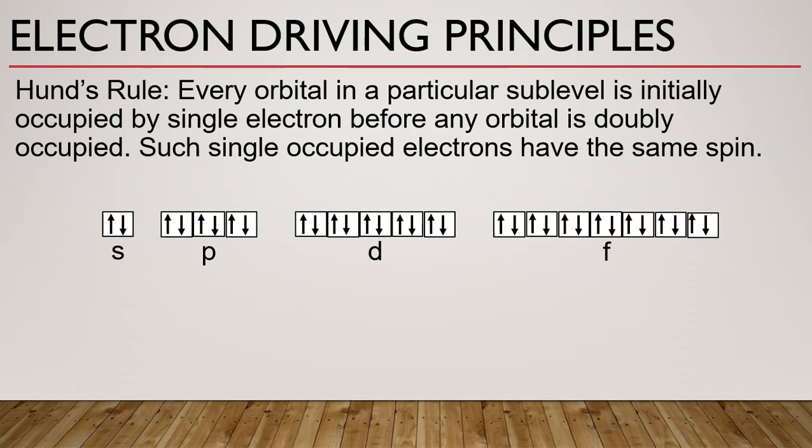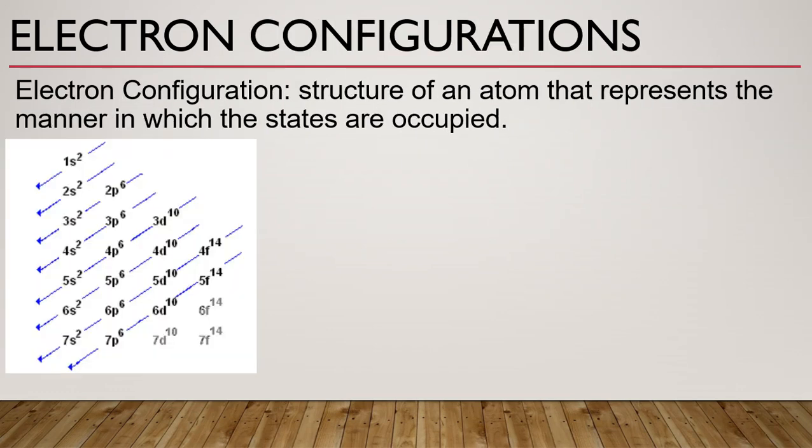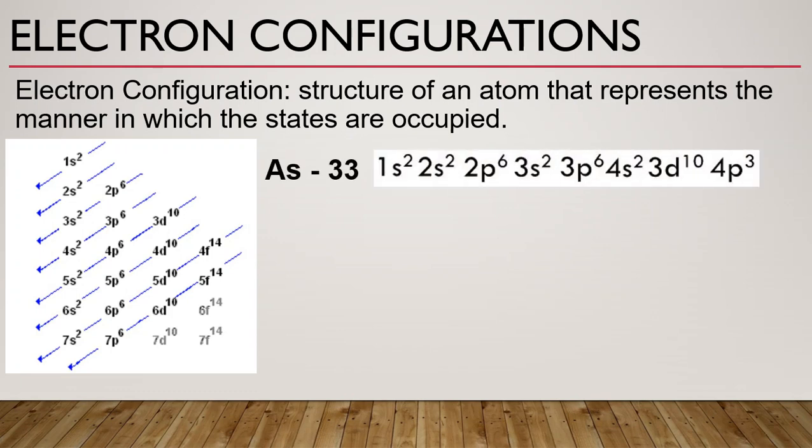Okay, let's go to electron configuration. Electron configuration is the structure of an atom that represents the manner in which the states are occupied. If you notice the figure on the right side, this is the pattern for making an electron configuration. Let's try arsenic. Arsenic has atomic number 33. So let's follow the pattern. The number of electrons we count should be equal to 33.